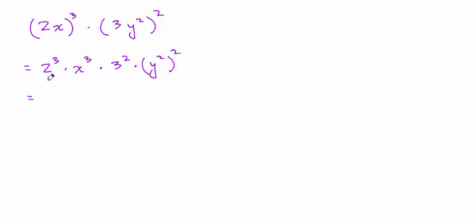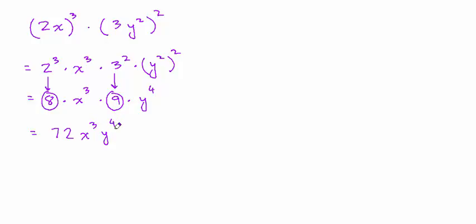This is equal to 2 raised to the third, which is 2 times 2 times 2, which is 8, times x cubed, or x raised to the third, times 3 raised to the second, which is 9, times y squared raised to the second. So that becomes y raised to the 2 times 2, which is y raised to the fourth. We should multiply the constants together. So 8 times 9 is 72. And the final answer is 72 times x raised to the third, y raised to the fourth.